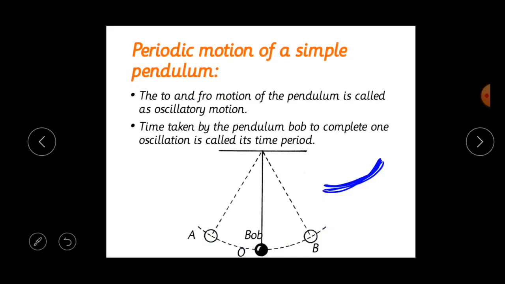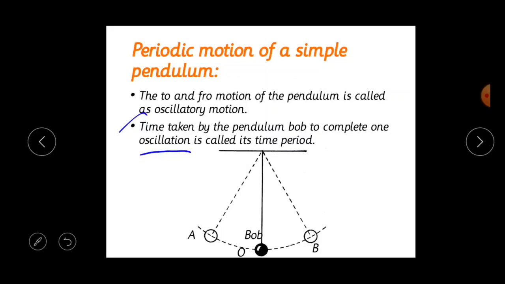The to and fro motion of the pendulum is called oscillatory motion. So what is oscillatory motion? The to and fro motion of a simple pendulum. This is a simple pendulum, right? So the to and fro motion of this pendulum is called the oscillatory motion. Next, the time taken by the pendulum bob to complete one oscillation is called its time period.